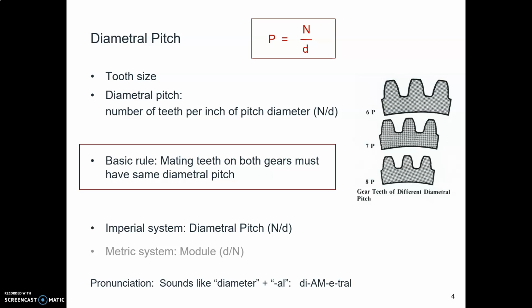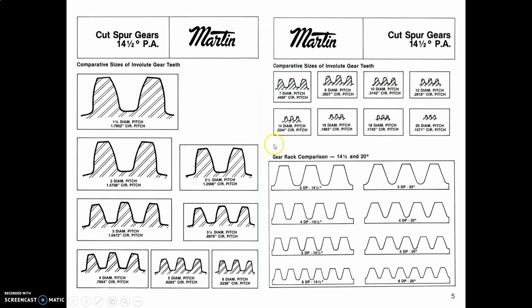But what you need to know for now is that when you have two gears in mesh, they have to have the same size teeth. Otherwise they won't mesh. So if one gear has a size 4 tooth, the other gear has to have a size 4 tooth. Here's a page out of a catalog. You can see, for example, here's a size 2 diametral pitch. You can see that's bigger than a size 4 diametral pitch.